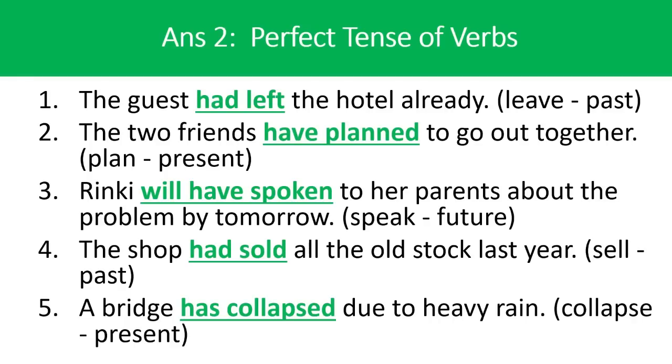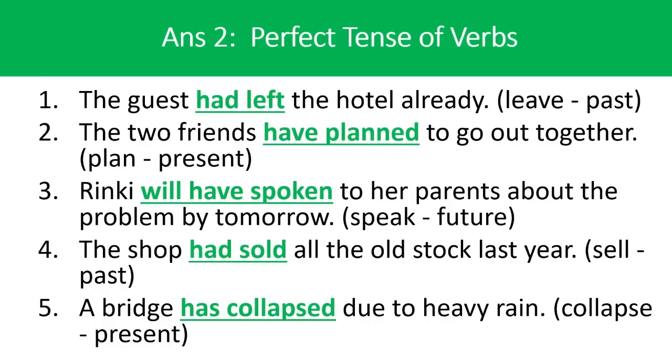Here are the perfect tenses of the verbs given in brackets. Now you must remember that in the perfect tense, the main verb is always in the past participle form. So leave, past participle is left. Plan, past participle is planned. Speak, past participle is spoken. Sell, past participle is sold. And collapse, past participle is collapsed.